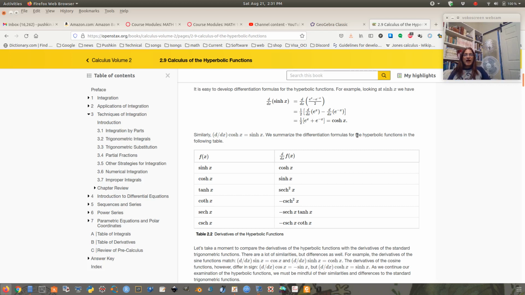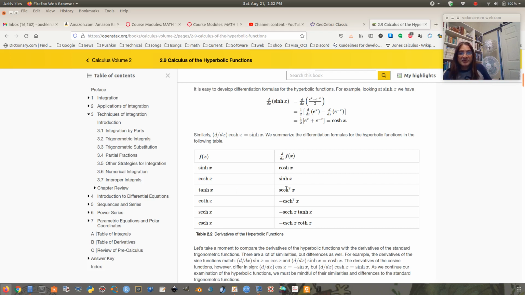Similarly, you can derive the derivatives of all the other functions, basically doing the derivative operations on their definitions in terms of exponential functions and then substituting back. And what we see is these formulas look similar to what we have for derivatives of trigonometric functions. So the derivative of sinh x is cosh x. The derivative of cosh x is not negative sinh x though, it's positive sinh x, unlike the trigonometric function where the derivative of cos x is negative sin x.